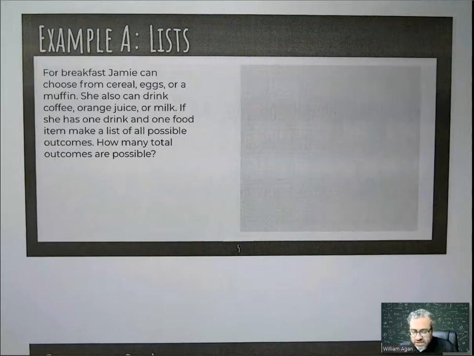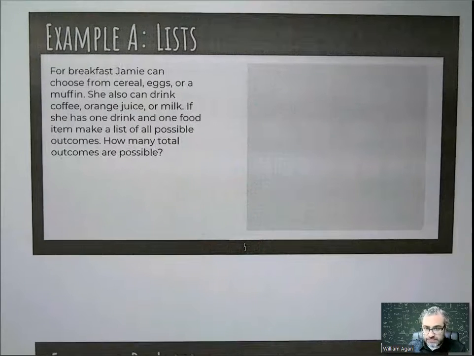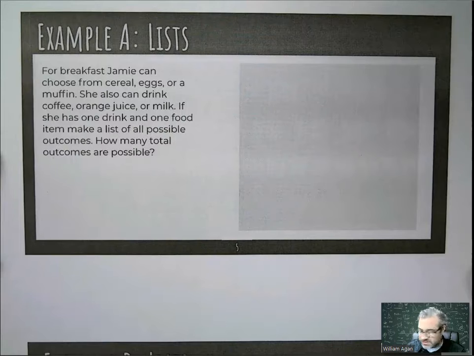Okay, so sample space is all about listing all the possible outcomes for an event. One way to show sample space is with lists.